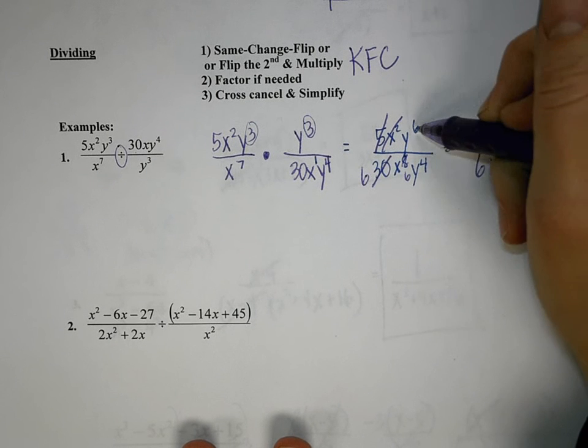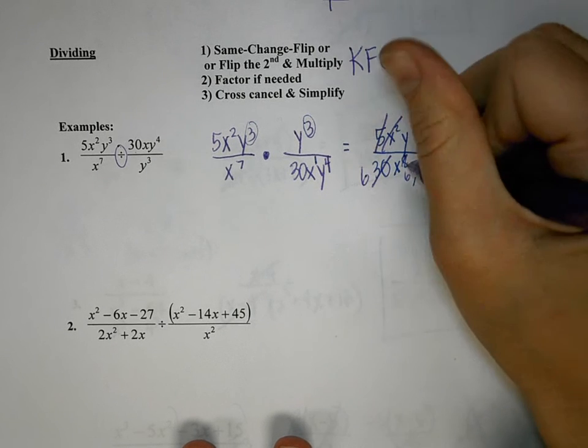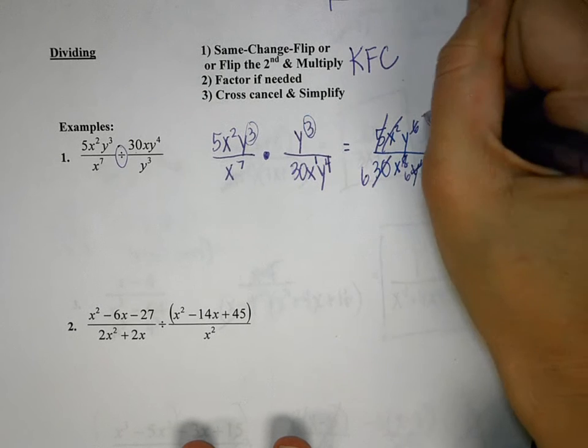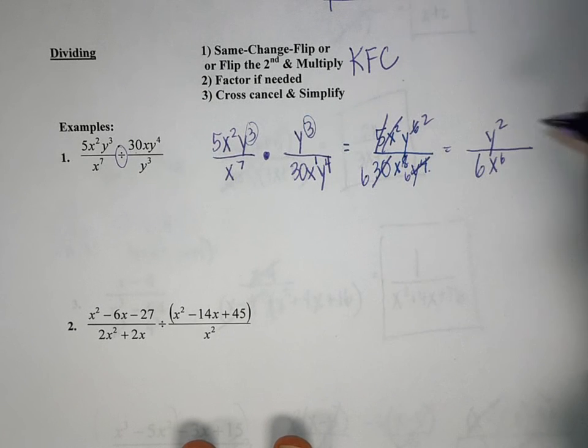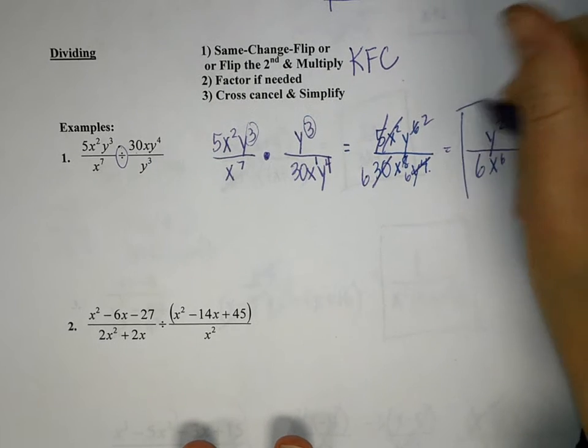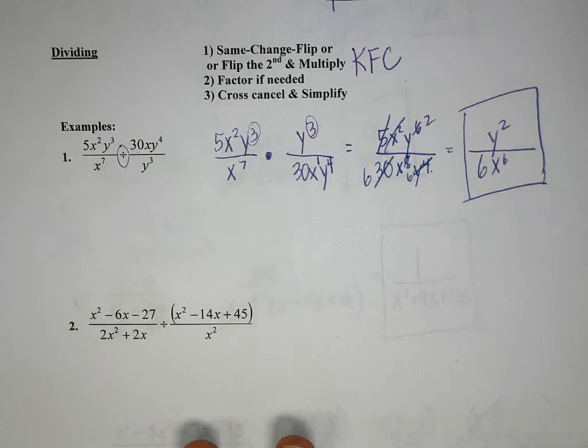With the y's, 6 minus 4 is 2, but I'm going to cancel the 4's out and the 2 will be left on the top because the larger number was on the top. And that is your final answer.